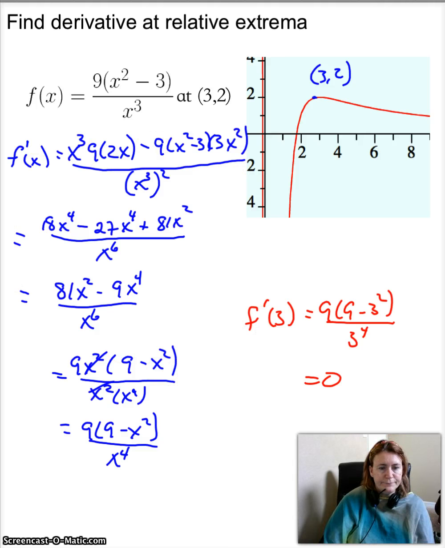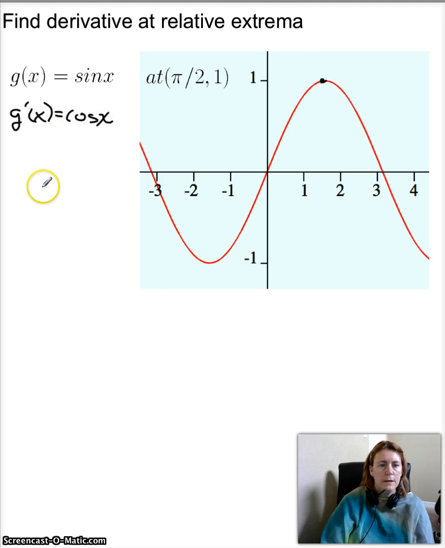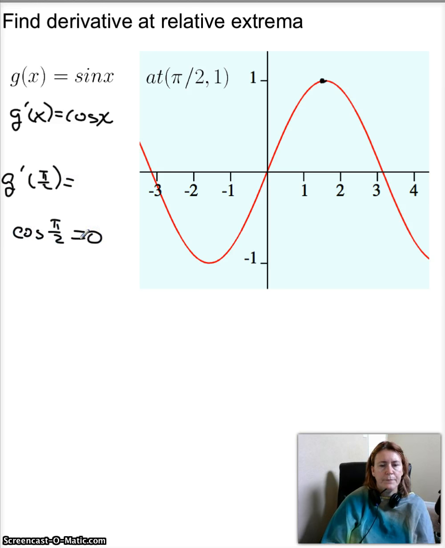Easy answer. Let's try another one. Let's find the derivative of sine of x at pi over 2 and 1. So that's right there. Well, g prime of x, derivative of sine is cosine, and g prime at pi over 2 is cosine pi over 2, which is 0. Okay, that's interesting. Let's keep going.